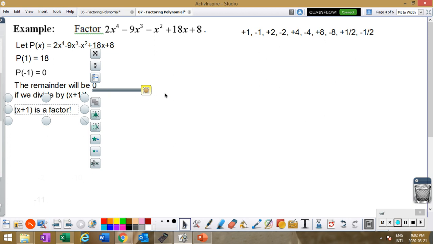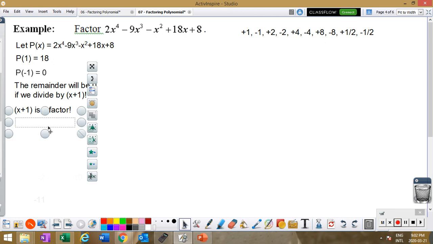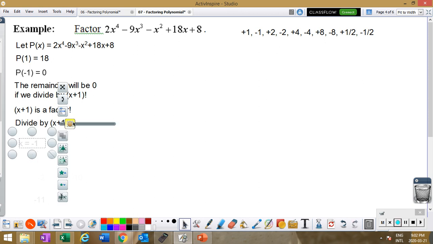The really big deal is we've found a factor. x plus 1 is a factor, and we're well on our way to being able to factor this big polynomial that would have seemed impossible to factor a couple of weeks ago. So now that we've found a factor, we want to divide by x plus 1 to get that factor divided out. I'm going to do synthetic division because that's a little bit faster.